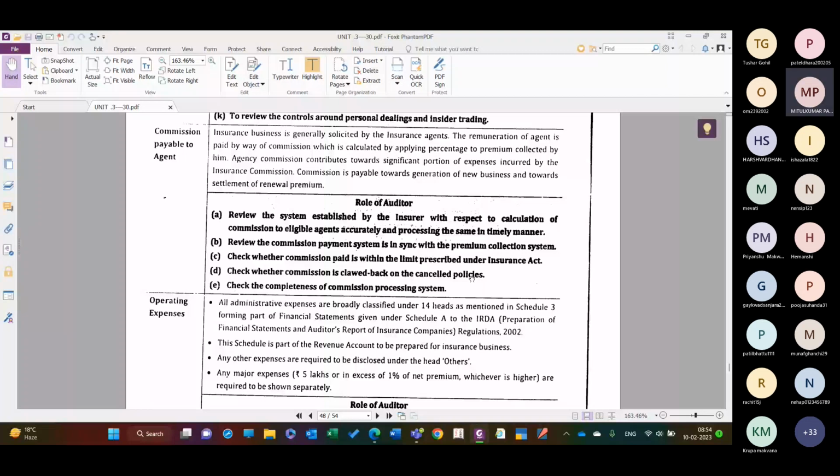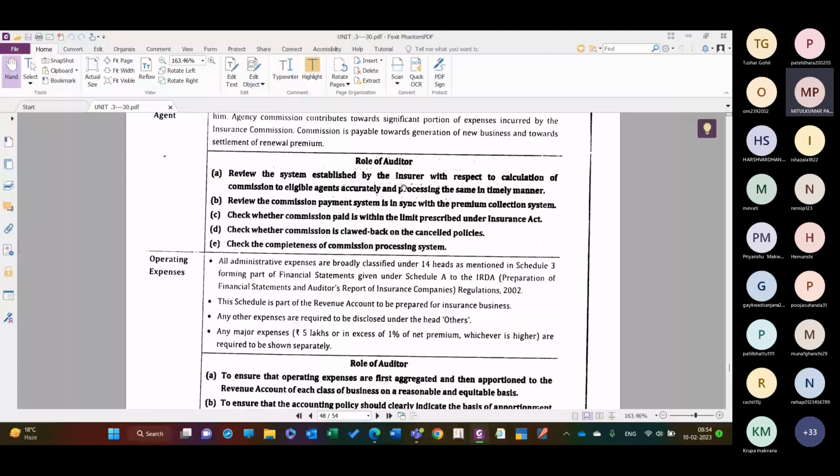Agency commissions contribute toward a significant portion of the expenses incurred by the insurance company. Commission is payable towards the generation of new business and towards the settlement of renewal premium. But अब धीरे धीरे कमीशन लोगों का कम हो रहा है, and people are becoming more and more aware, everything is available online. तो अभी वो थोड़ा चेंज हो रहा है.